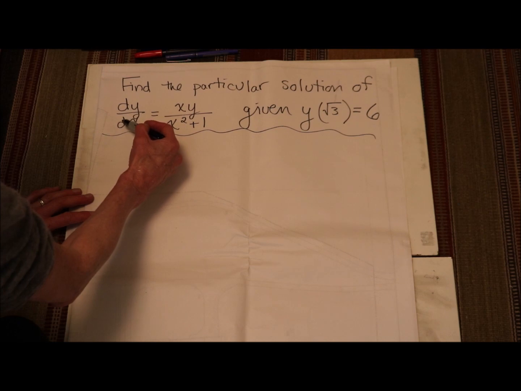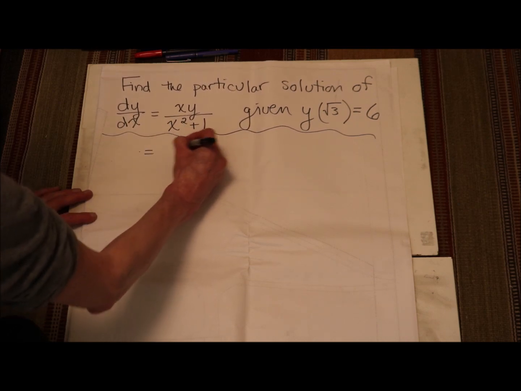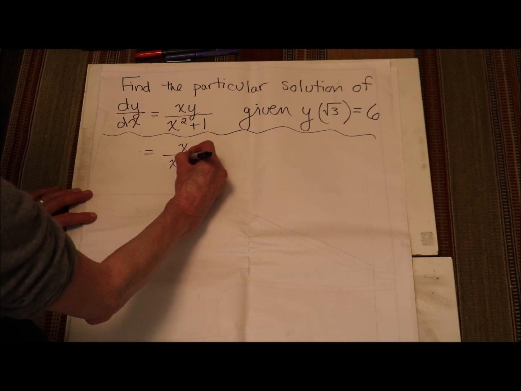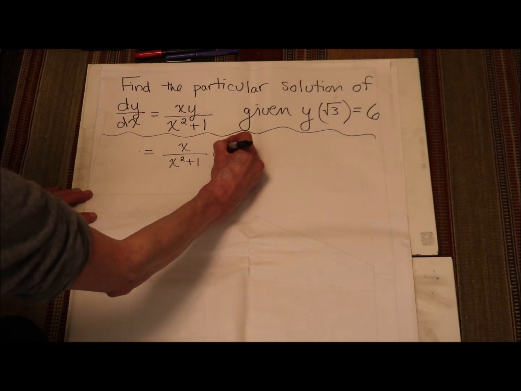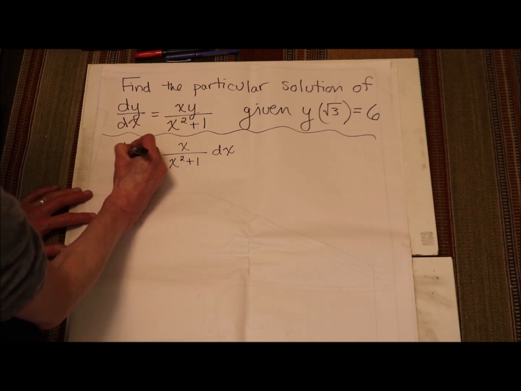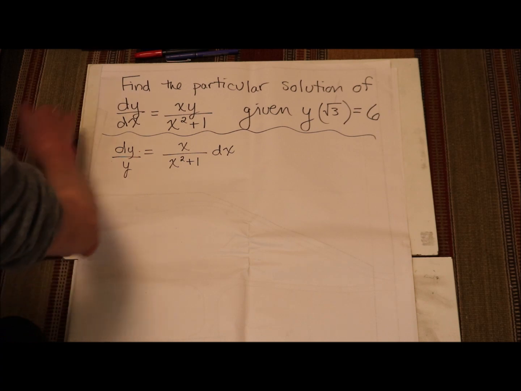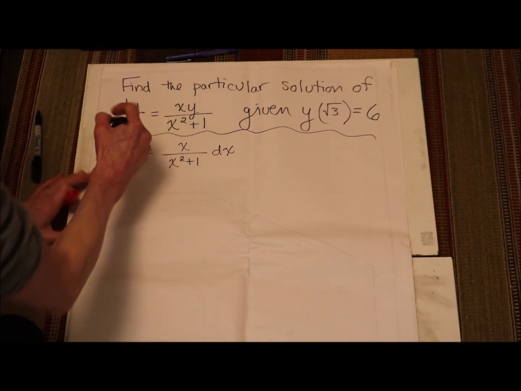So I'm going to move the dx over here and leave it with the x's. This is going to be an interesting one. And then I'm going to divide both sides by y, so I have dy divided by y. Alrighty. I've separated my x's and my y's.